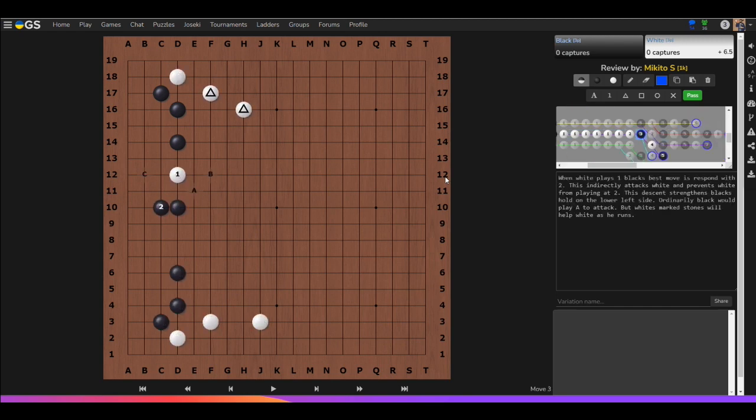So we're going to move on to this one. This actually happens quite often, I think, right? This, at least in my games, it happens all the time. And it's always very uncomfortable when white plays here, to me, personally. I never know exactly what to do.